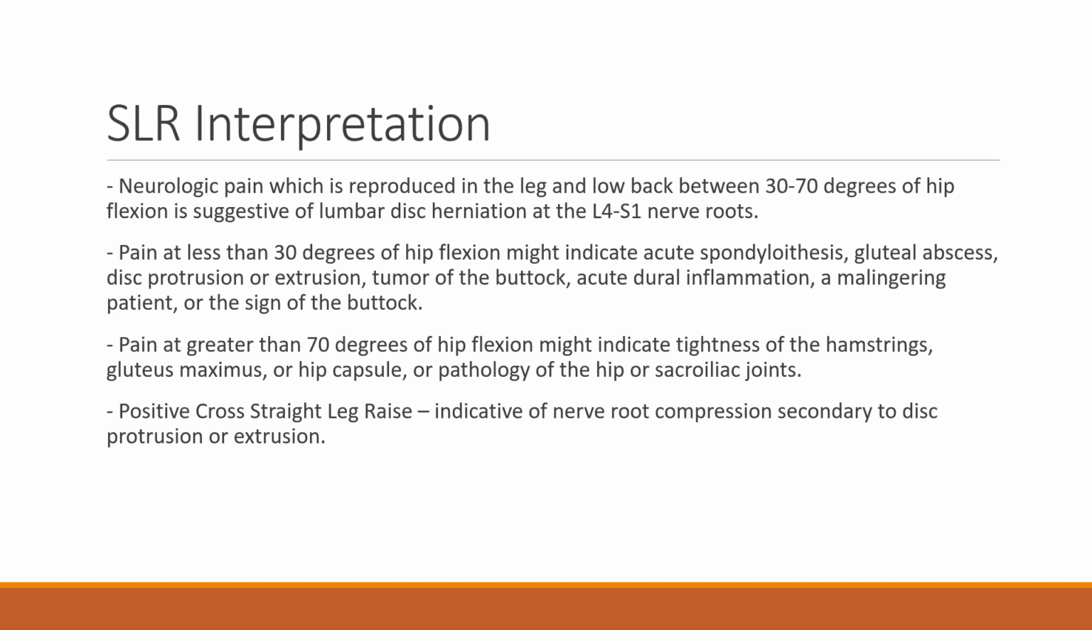Many of those are red flag findings. If we can't get beyond 30 degrees, we have to be concerned about red flag findings or potentially large disc herniations in the form of a protrusion or an extrusion. What if we get beyond 70 degrees? Now we're into potential tightness of the hamstrings, gluteus maximus, or the hip capsule, and potentially pathology of the hip or SI joints, because we've taken up all the stress in those tissues and now we're beginning to stress these more proximal structures.